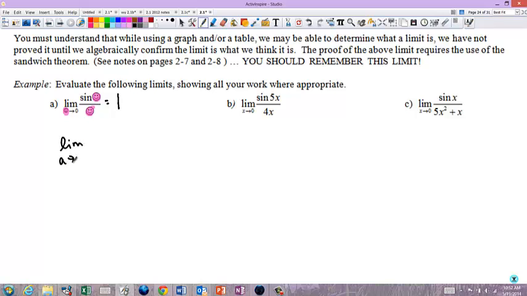The limit as a goes to 0 of sine of a over a, also 1. As long as these three things match, it's going to go to 1.